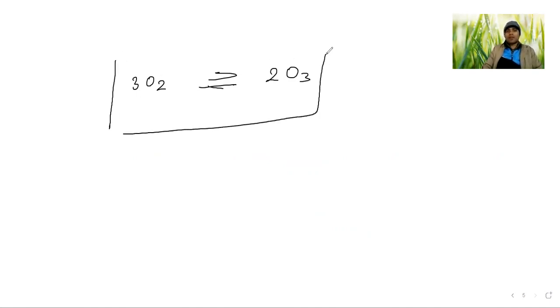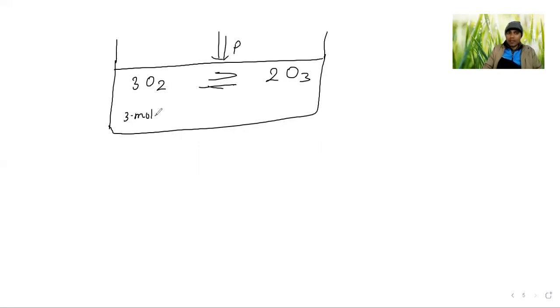See, what we have is N2 and O2, which we already practiced. Now we have 3 moles of O2 and 2 moles of O3. Now we are applying the pressure. If you are applying the pressure, you need to think about it. Here is 3 moles.